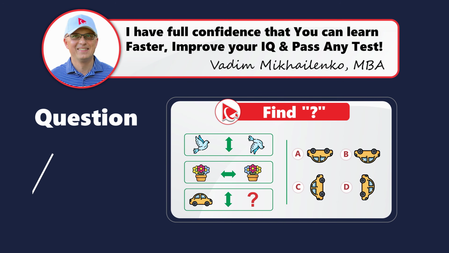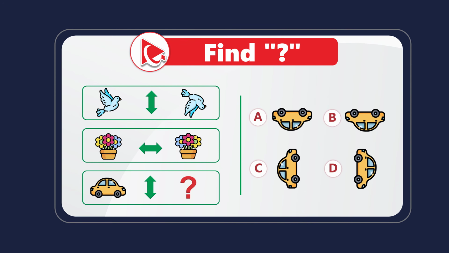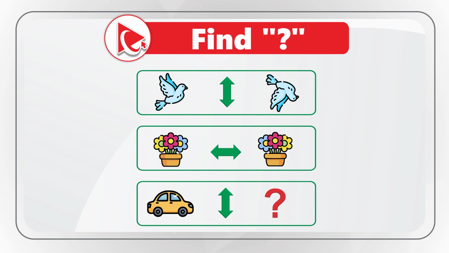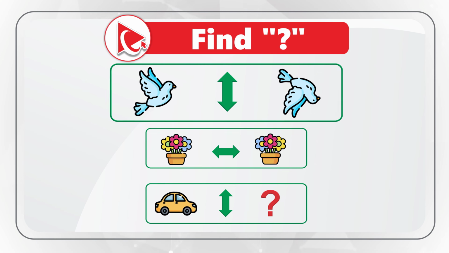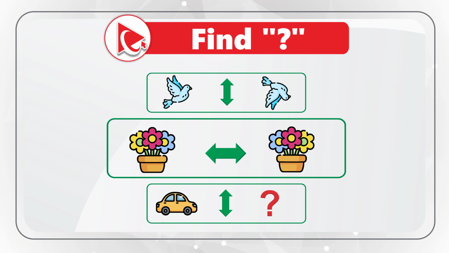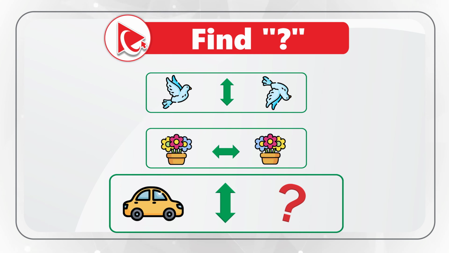Here's the very interesting question, which is frequently used to test your analytical reasoning and spatial reasoning. You're presented with the set of objects, and you need to find the missing item. The set of objects consists of 3 rows. In the first row, you see the pigeon, arrow, and then the pigeon again. In the second row, you see the flower, arrow, and then the flower again. Then in the third row, you see the car, the arrow, and then comes the missing item.